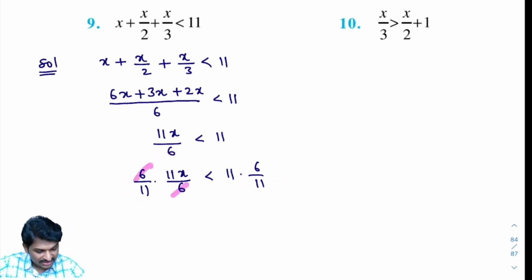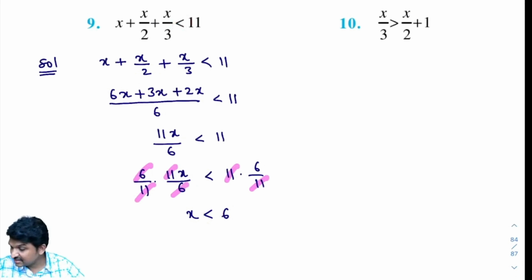Now look here, this 6 will get cancelled. 11 also will get cancelled. This 11 also will get cancelled. What you will get? You will get that x is less than 6. In the question they gave strictly less than. Here strictly less than is there. X is less than 6, I got. So the answer, if you want to write the answer, how will you write? Less than 6. On the number line you mark 6.